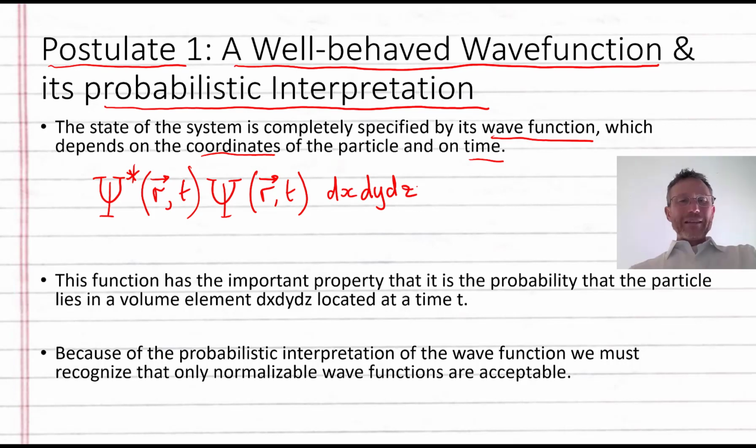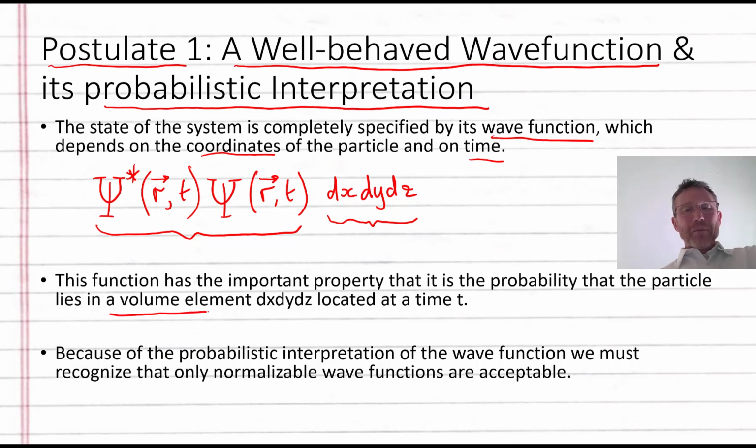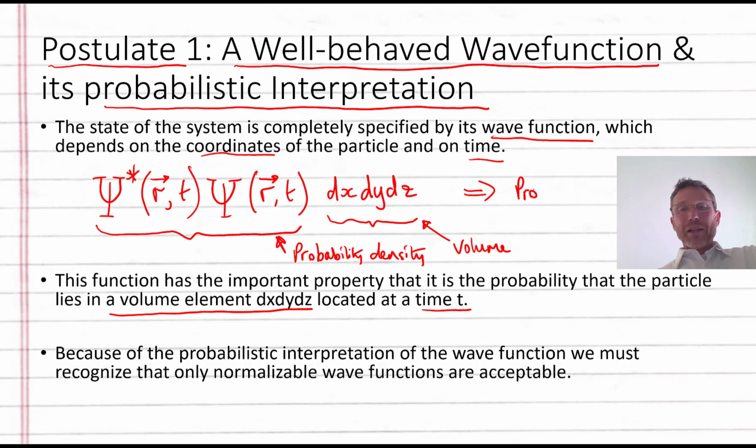So the important thing here is that this function has an interpretation associated with probability. So basically, as I write this, effectively the square of that wave function, psi star multiplied by psi, and then that's multiplied by a volume element in here. As I've mentioned before, that gives us the probability that the particle lies in that volume element, dx, dy, dz, at a time t. So that's what that tells us. Therefore, we refer to this as, of course, the probability density. And this is our volume element. And of course, when we combine these together, we get a probability, which is stated down here in the second bullet.